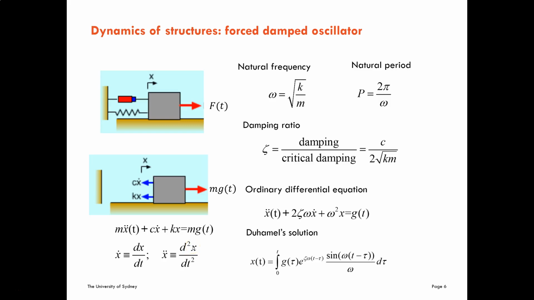Welcome to the second part of the Dynamic of Structure lecture. So far we have found the solution of a dynamic system with 1 degree of freedom. But of course the structures have many degrees of freedom. If the structure is a continuum, it's going to have infinite degrees of freedom. But if we represent the structure as finite element mesh, then it's going to have finite degrees of freedom.